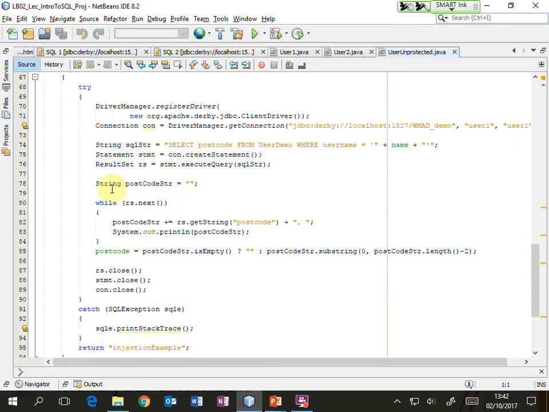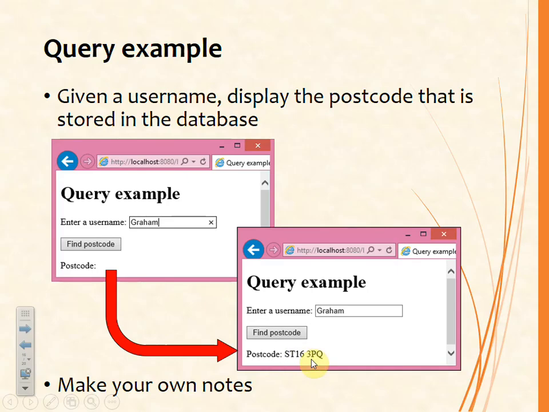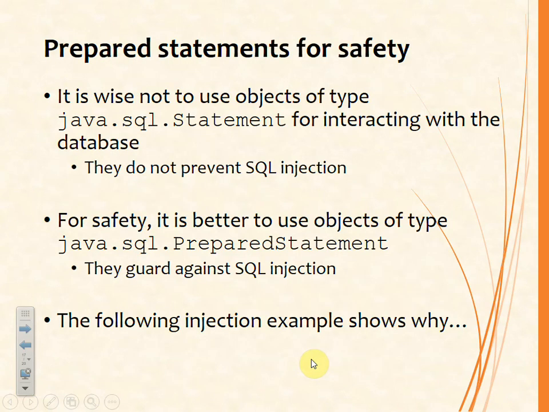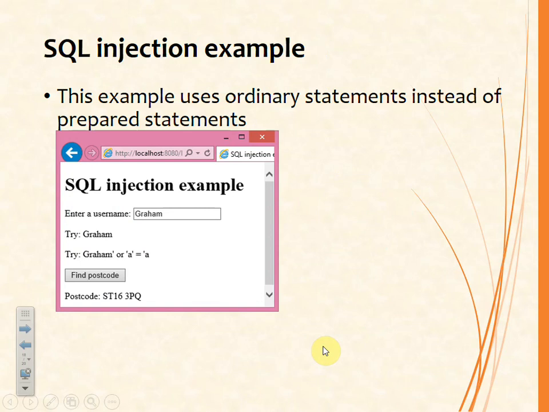So execute that, process the result set, which basically means let's get the postcode, put it into a string, and then I can return it so that it appears down here. Brilliant. Works perfectly. Unless you get some kind of user who thinks, I wonder if, and tries a bit of SQL injection. What we should have done is use the prepared statement, and this is why. Bear in mind that there were some single quotes around that embedded parameter value. I'm now going to try Graham single quote, or single quote A, single quote equals single quote A.